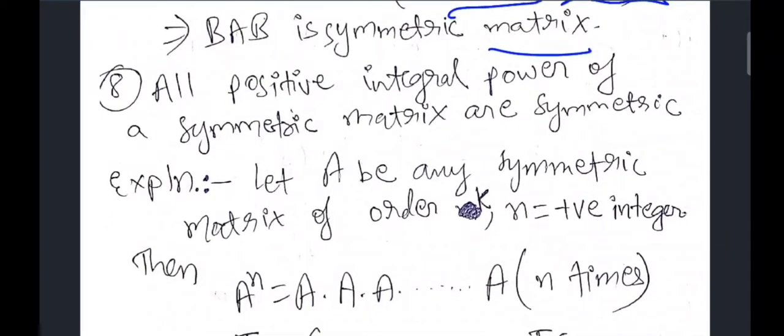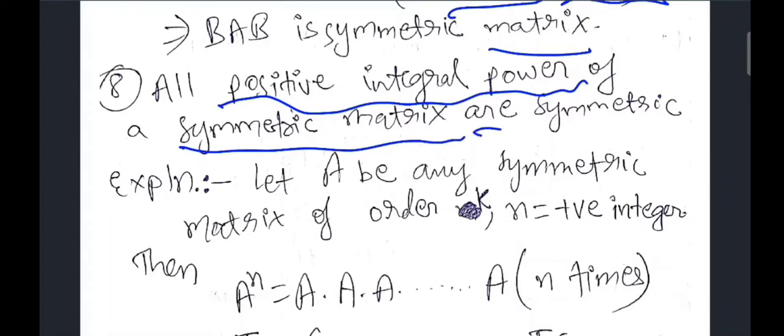All positive integral powers of a symmetric matrix are symmetric. Now what does it mean? Positive integral power means plus 1, plus 2, plus 3, plus 4, so we can call them positive integers. So all positive integral powers of a symmetric matrix are symmetric.